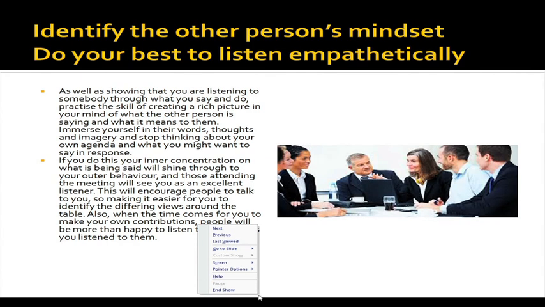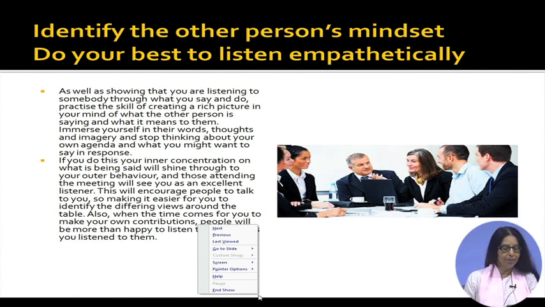It means you put yourself in the place of the other person and try to think by putting yourself in their shoes, by understanding their way of thinking. Only then are you able to understand what their problem with something is. So in addition to listening to people, you must also immerse yourself in their words, thoughts and imagery, and stop thinking about your own agenda and what you might want to say in response.